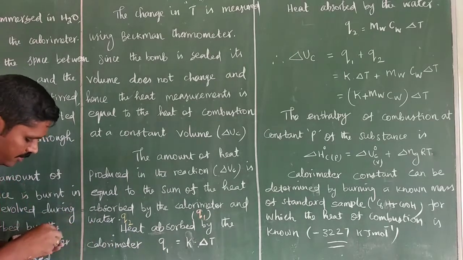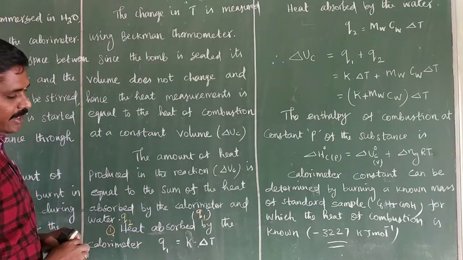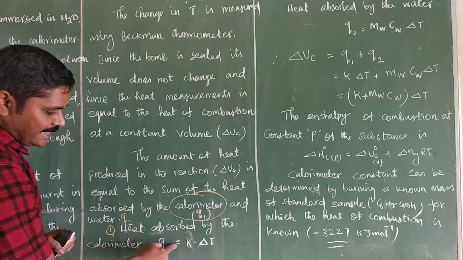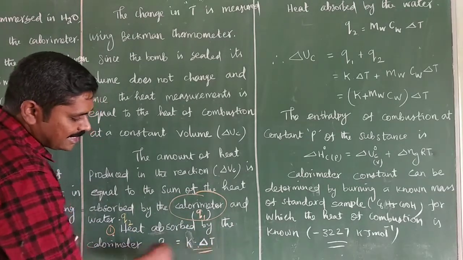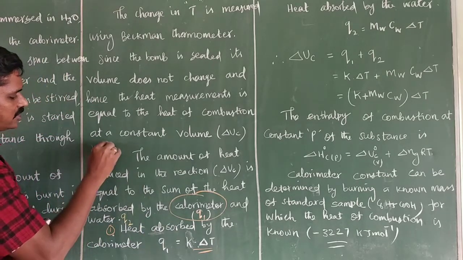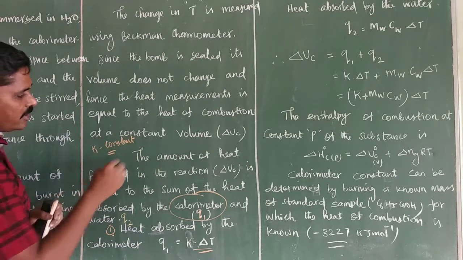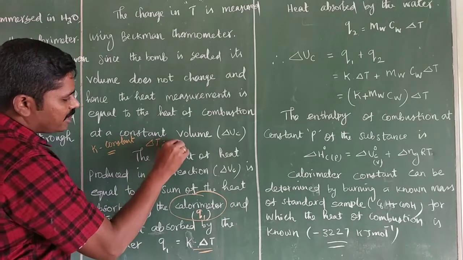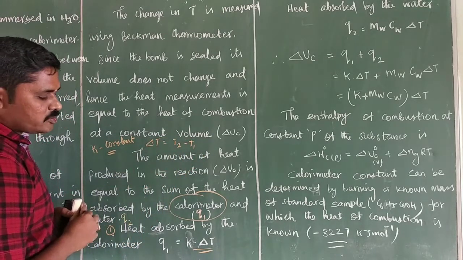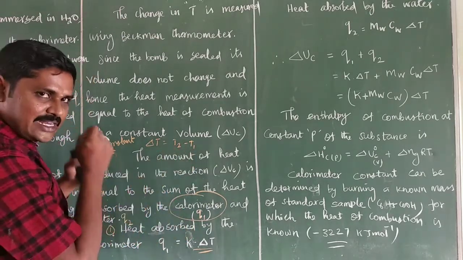The first one, the heat absorbed by the calorimeter. So Q1 is equal to K into delta T. K is the calorimeter constant, and delta T is equal to T2 minus T1. Before the process, the temperature is T1.